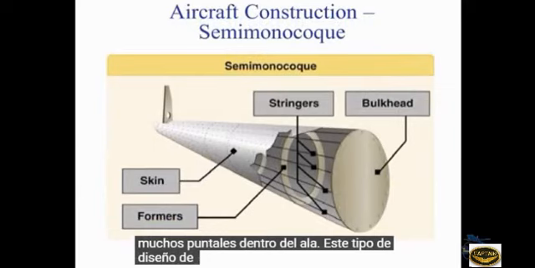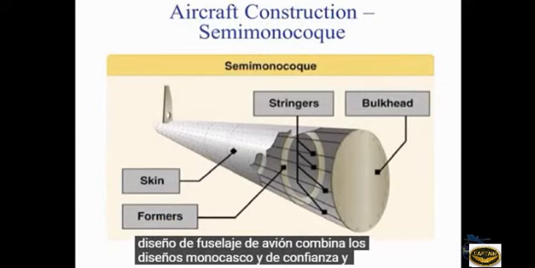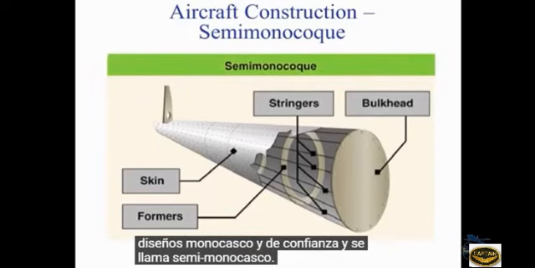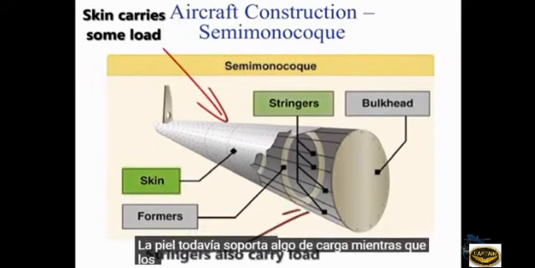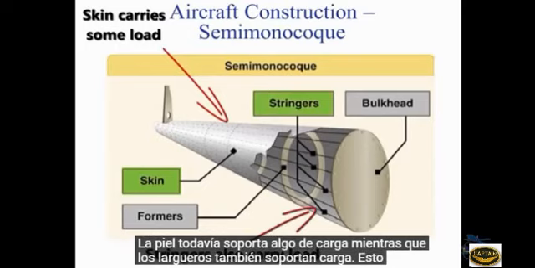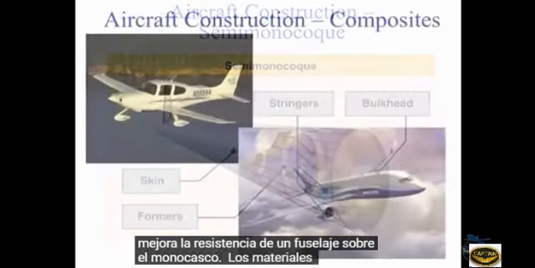This type of aircraft fuselage design combines the monocoque and truss designs and is called semi-monocoque. The skin still supports some load, while the stringers also carry load. This improves the strength of the fuselage over the monocoque design.